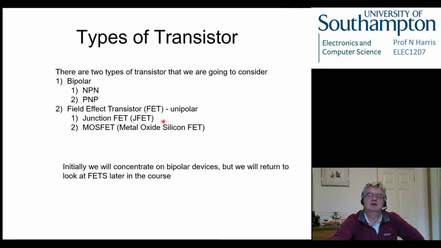We have a junction field effect transistor, which is the simple and early device, not used that much now, but useful to understand. And then we look at this thing called a MOSFET that Mr. Samuel Stevens has mentioned, which is a metal oxide silicon field effect transistor. So you can see the abbreviations get longer and longer as we go further and further forward in time.